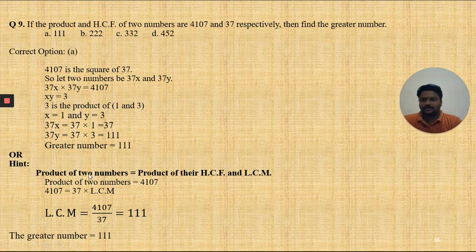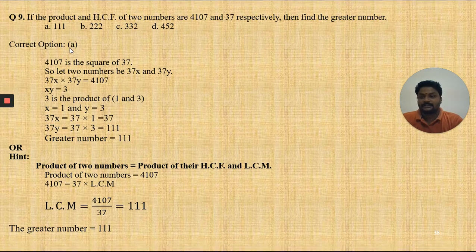Or another method: the product of two numbers is equal to the product of HCF and LCM. The product of the two numbers is equal to 4,107. So 4,107 is equal to 37 into LCM. The LCM is 4,107 divided by 37, which is equal to 111. So the greater number is 111. Option A is correct.